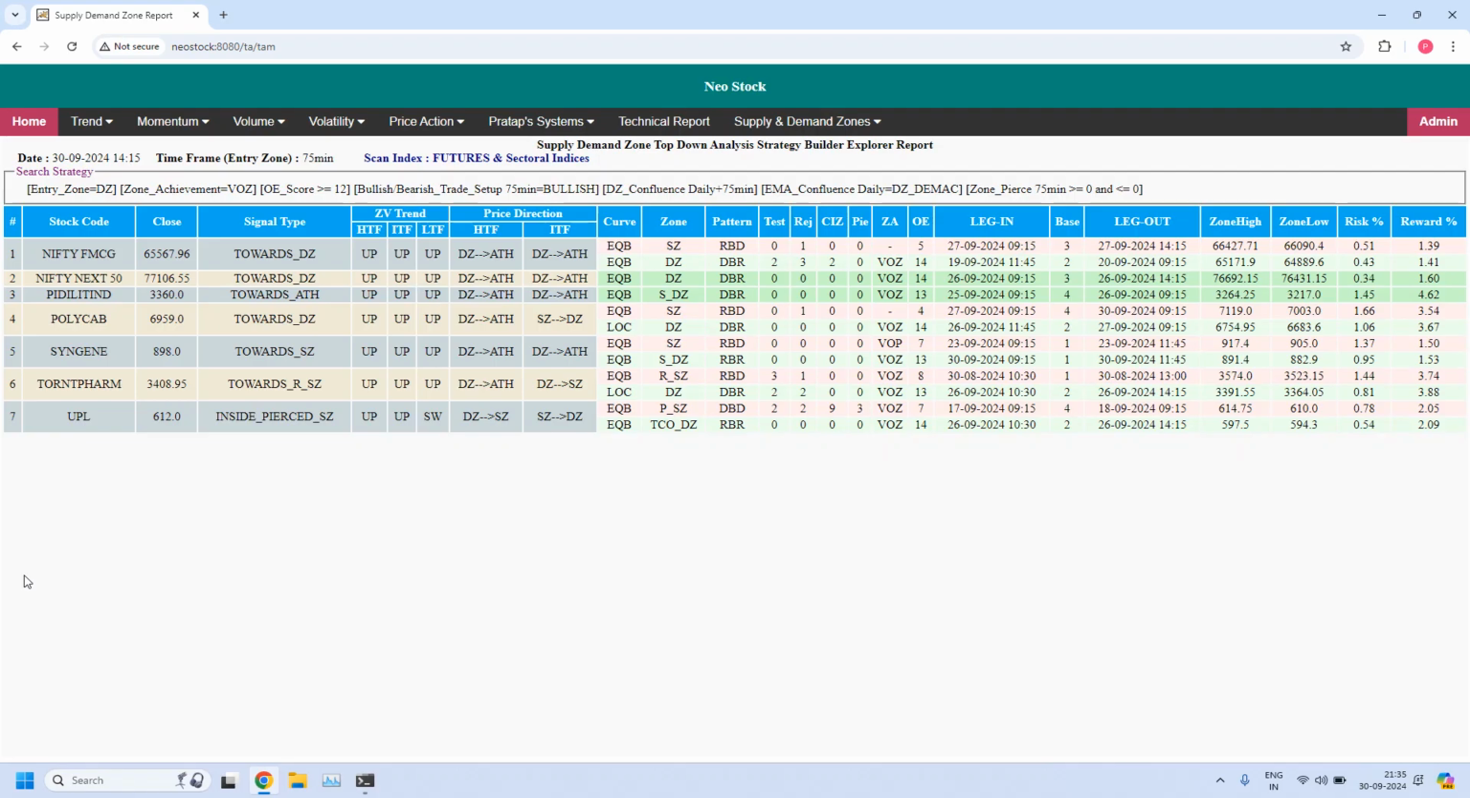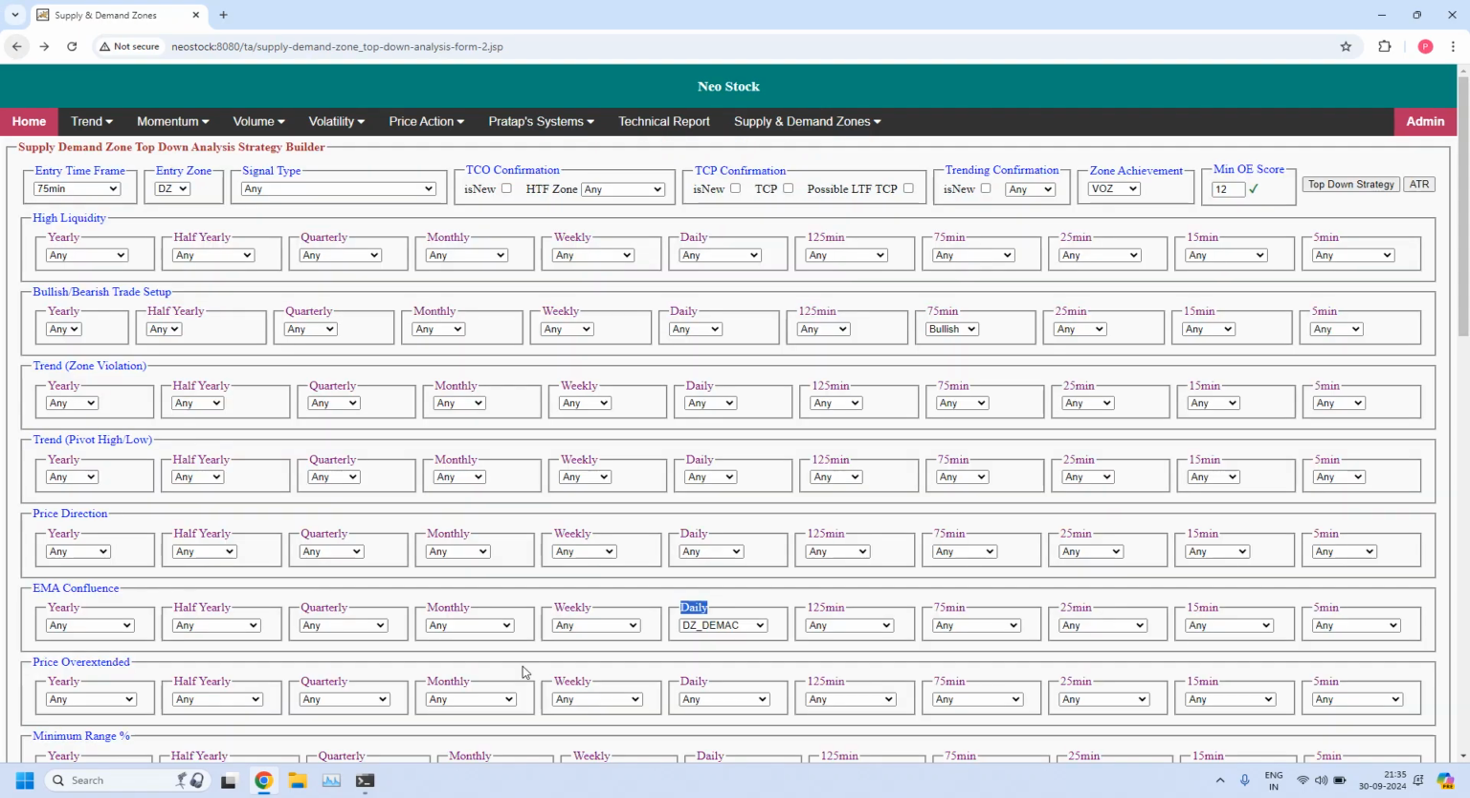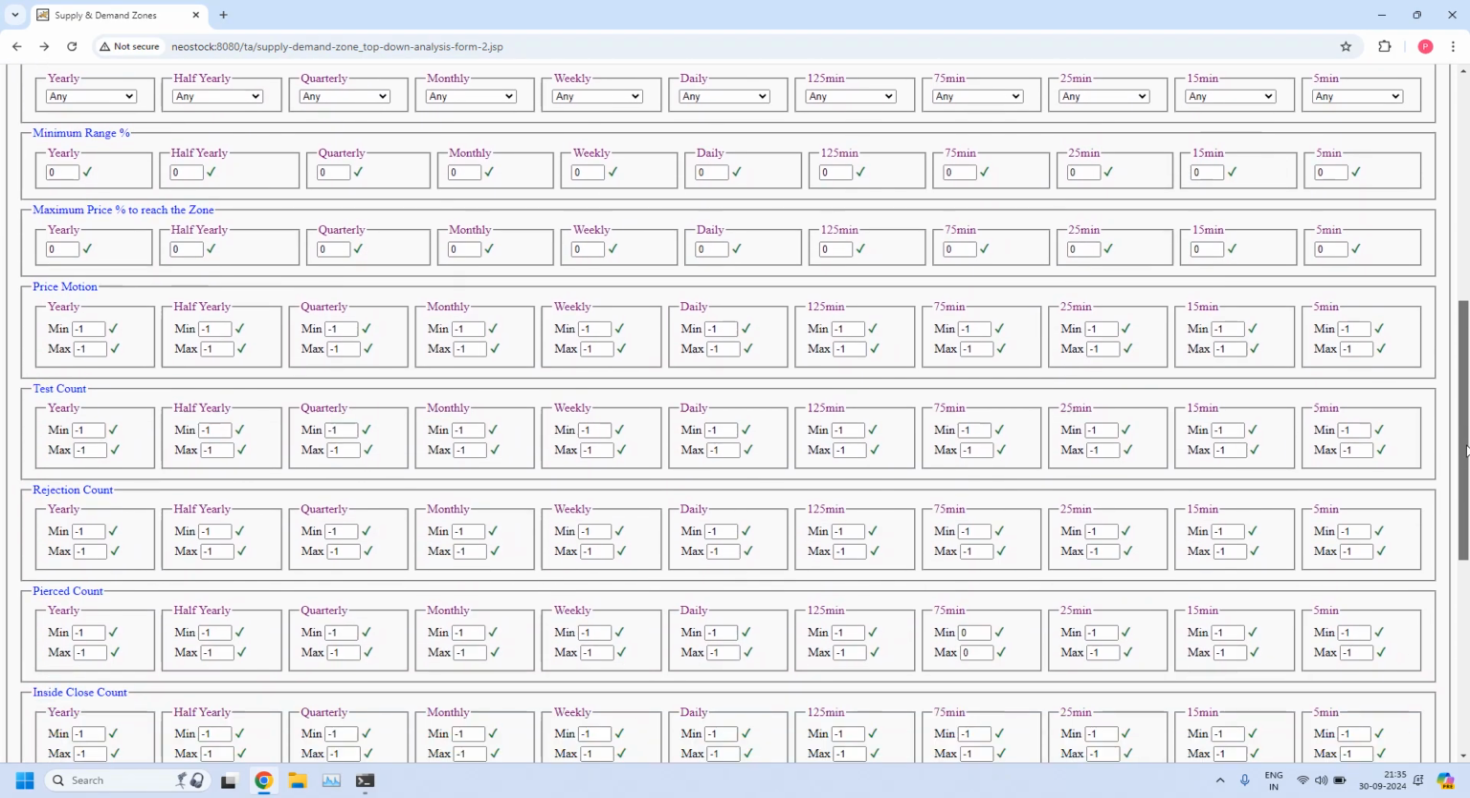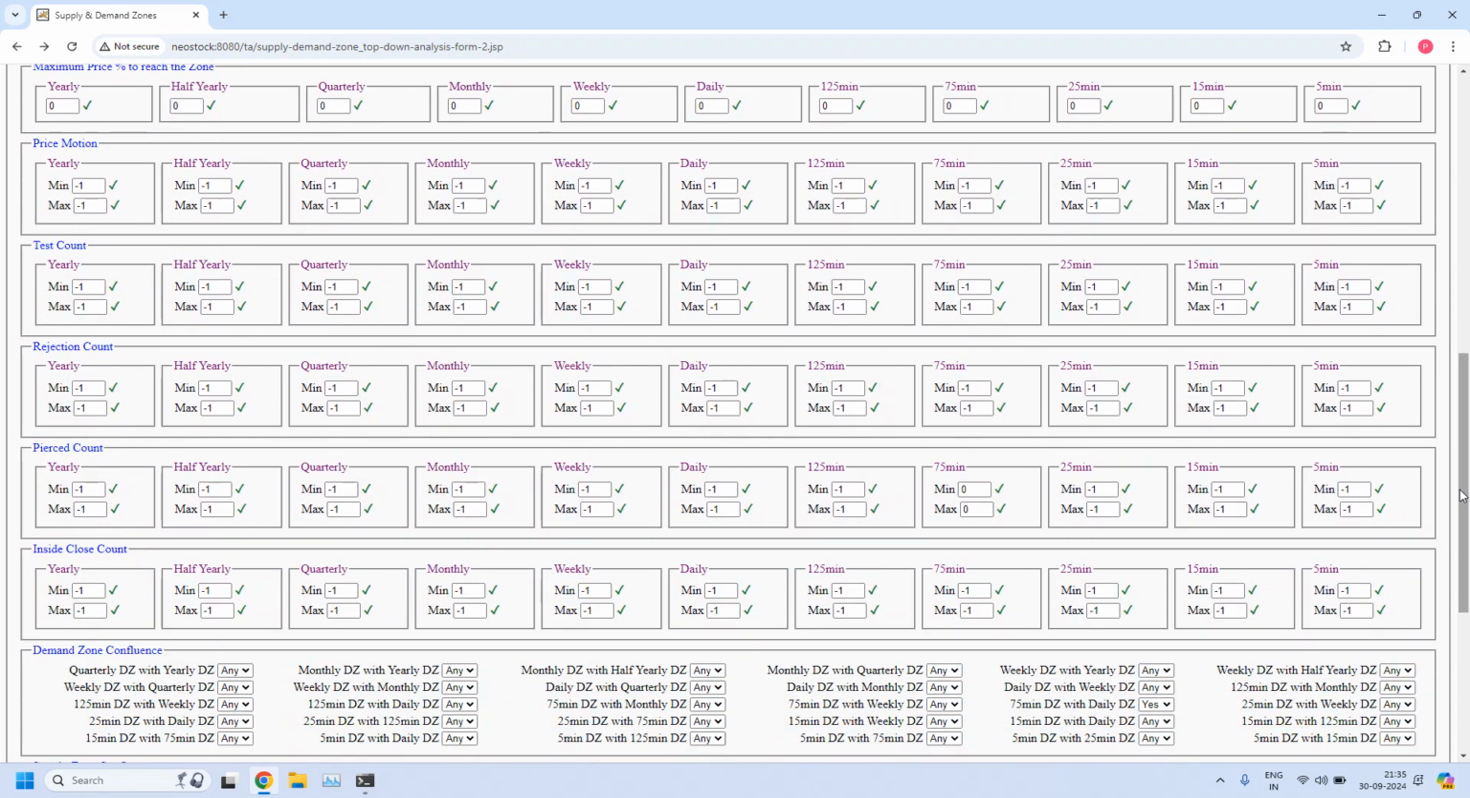Okay, the next let us look for LTF, ITF, HTF demand zone confluence. First we need to remove this EMA filter. I removed it. Now let's verify in the demand zone confluence. Already one filter is enabled, daily demand zone with weekly demand zone. Next I am enabling daily demand zone with monthly demand zone. Why monthly demand zone?